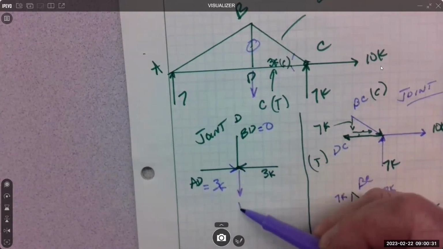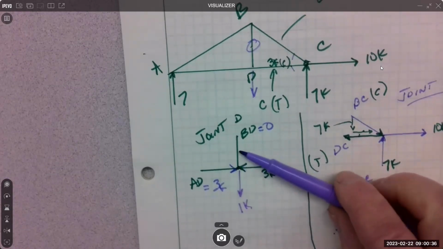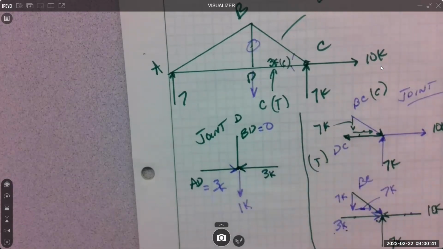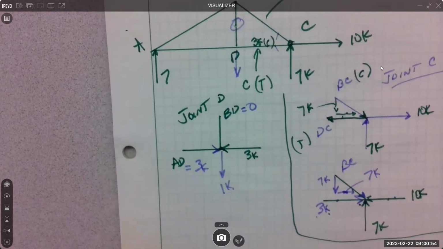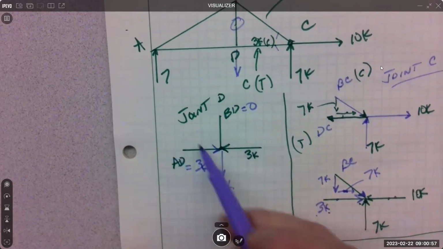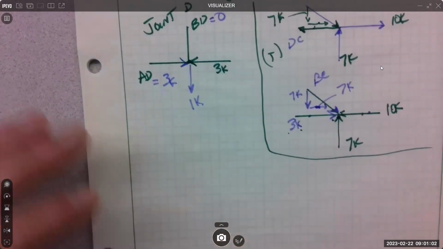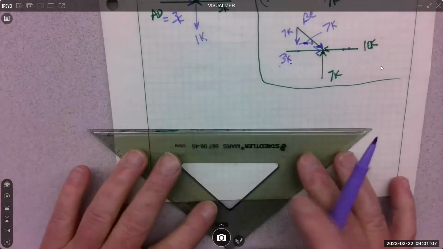If there was 1K hanging here, right? What would BD equal to? 1K going up. Yeah. So if you find a 0 force member, that just means it's 0 under that loading condition, and loading conditions change. And we're just doing a snapshot in time of loading conditions, right? We're not doing all of them. We're just doing one. But this is called a 0 force member. Now, that's cool, but it even gets better. Check this out. I'll keep it simple here.